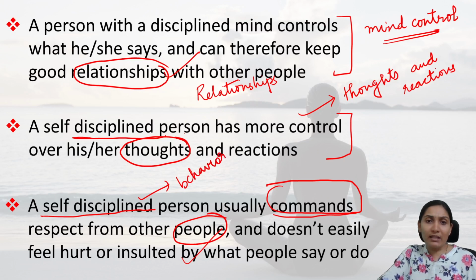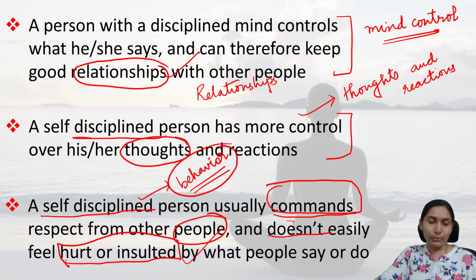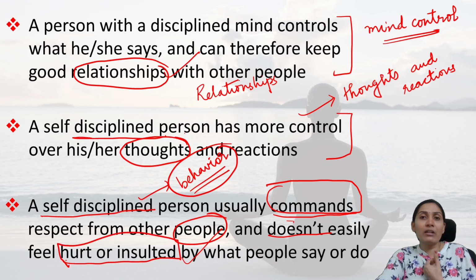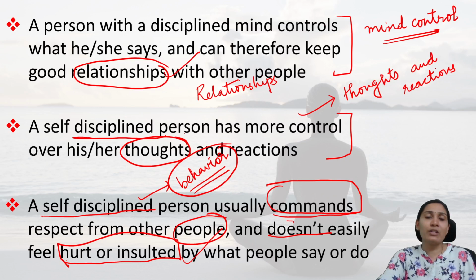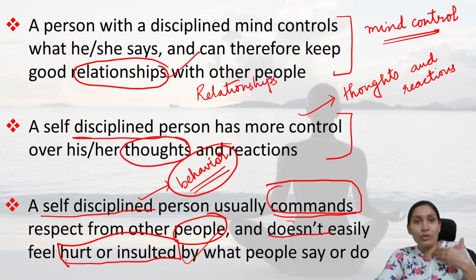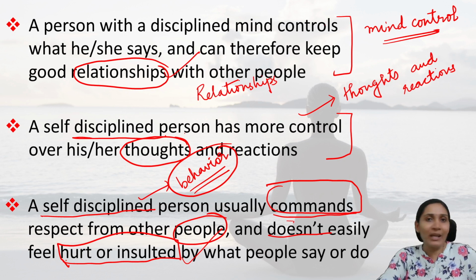The person commands respect from other people and does not easily feel hurt or insulted by what people say or do. He or she will have control of their own emotions. So his emotions towards others will be controlled. Also, the reaction towards other people's emotions will be controlled.